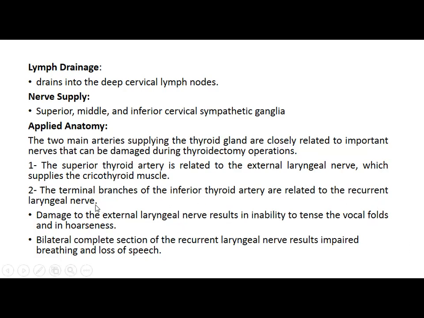Okay. The second, if you are doing surgery ligating the inferior thyroid artery, bilateral complete section of the recurrent laryngeal nerve when you are ligating the inferior thyroid artery results in impaired breathing and loss of speech. So totally there will be impaired breathing, no breathing at all, and there might be loss of speech. So this can be very dangerous to the patient. So when you are ligating the inferior thyroid artery, you should be very careful to look for the recurrent laryngeal nerve and get it separated. If not, it can lead to stoppage of breathing as well as loss of speech.